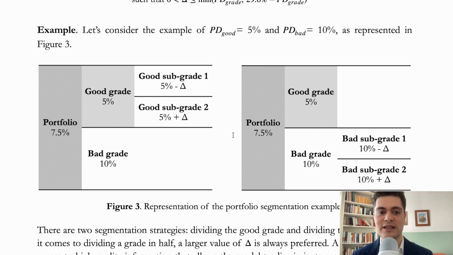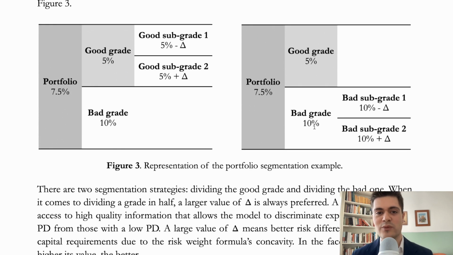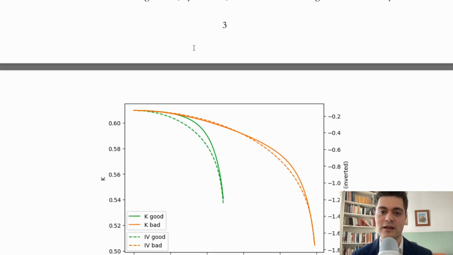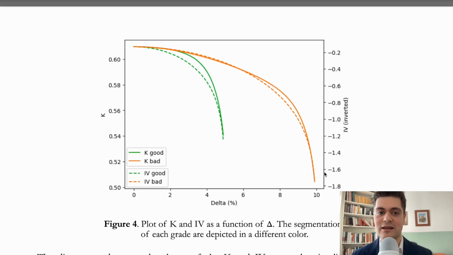A higher delta means access to better information. So the higher its value, the better. And the same thing goes for splitting the bad grade. Now what happens when we increase delta? Two things. First, capital decreases thanks to the concavity of the risk weight formula that we have seen before. Second, information value increases because we are discriminating better. This can be seen in this graph. Delta is in the horizontal axis, and the solid lines show the evolution of capital requirements, and the dotted ones show the trajectory of information value with an inverted axis.